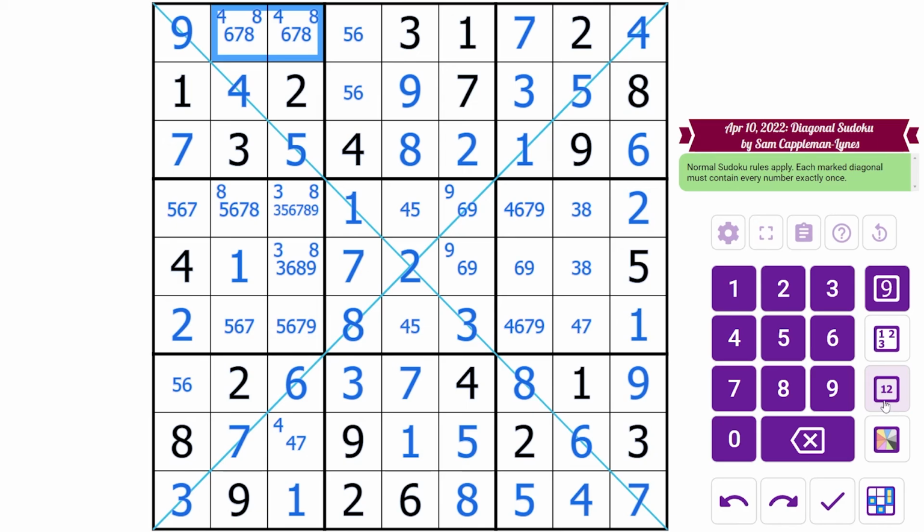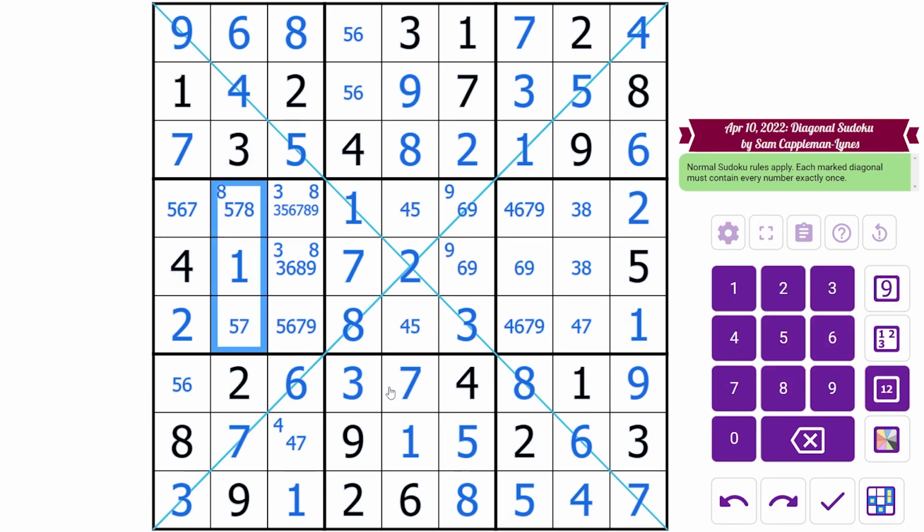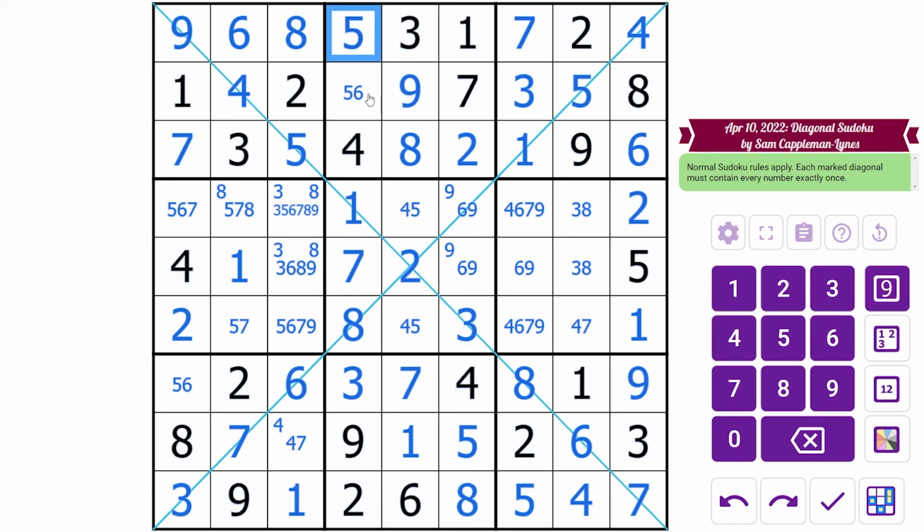None of these can be a 7 for multiple reasons. We now have a 6, 8 pair there. This cannot be a 6, so it is an 8. So this is a 6. These are not 6. And it feels like we're making good progress. This can't be a 6, so it's a 5. So this is the 6. And that column is complete.